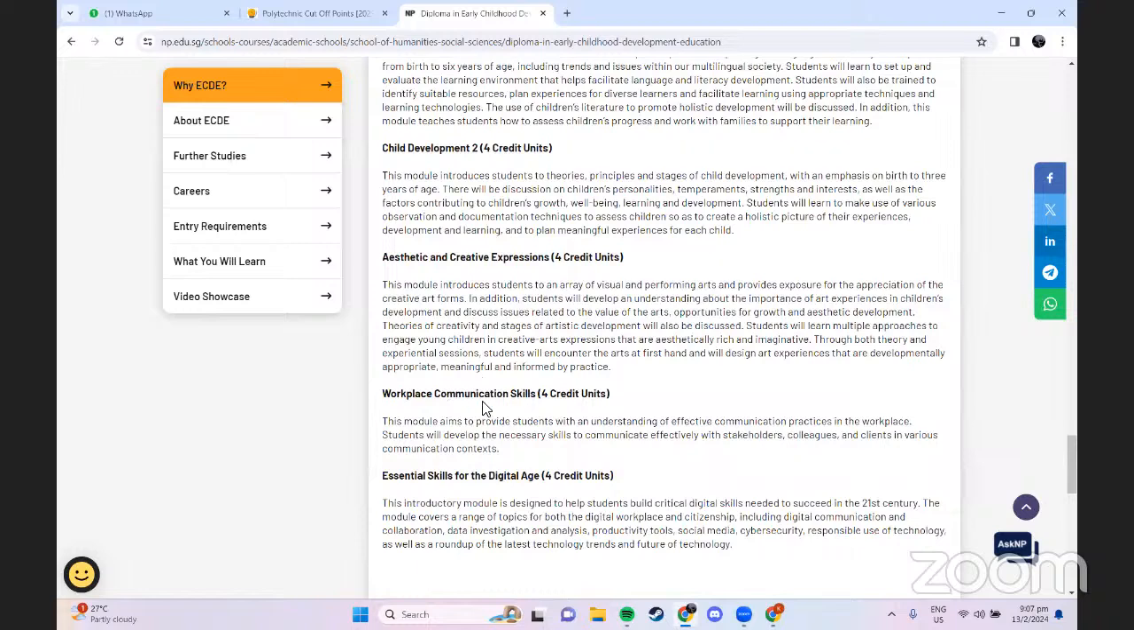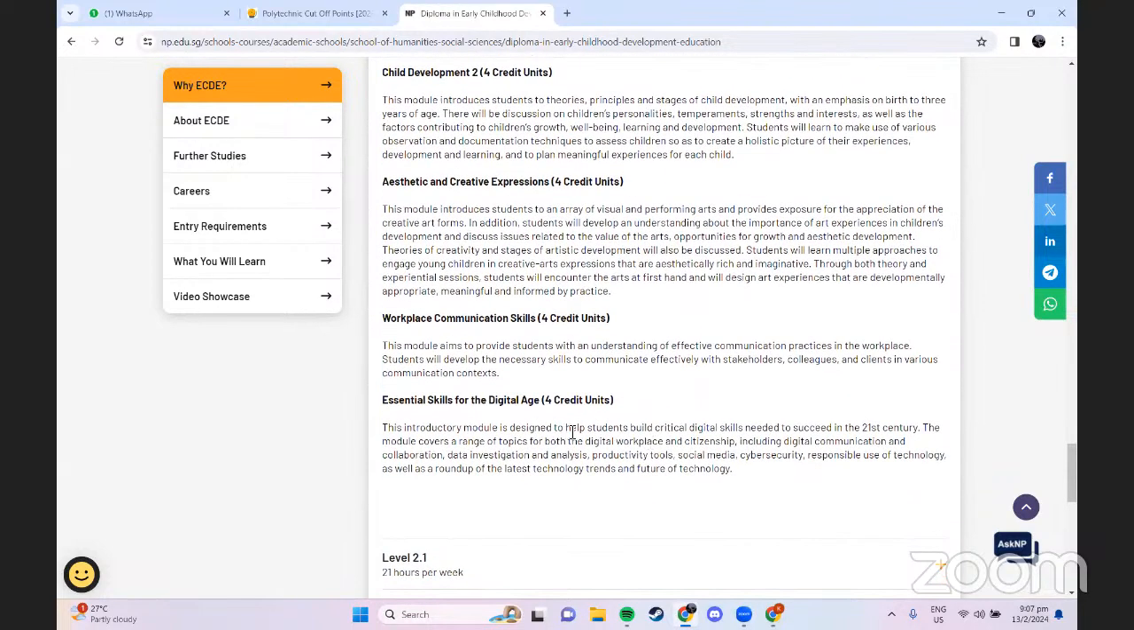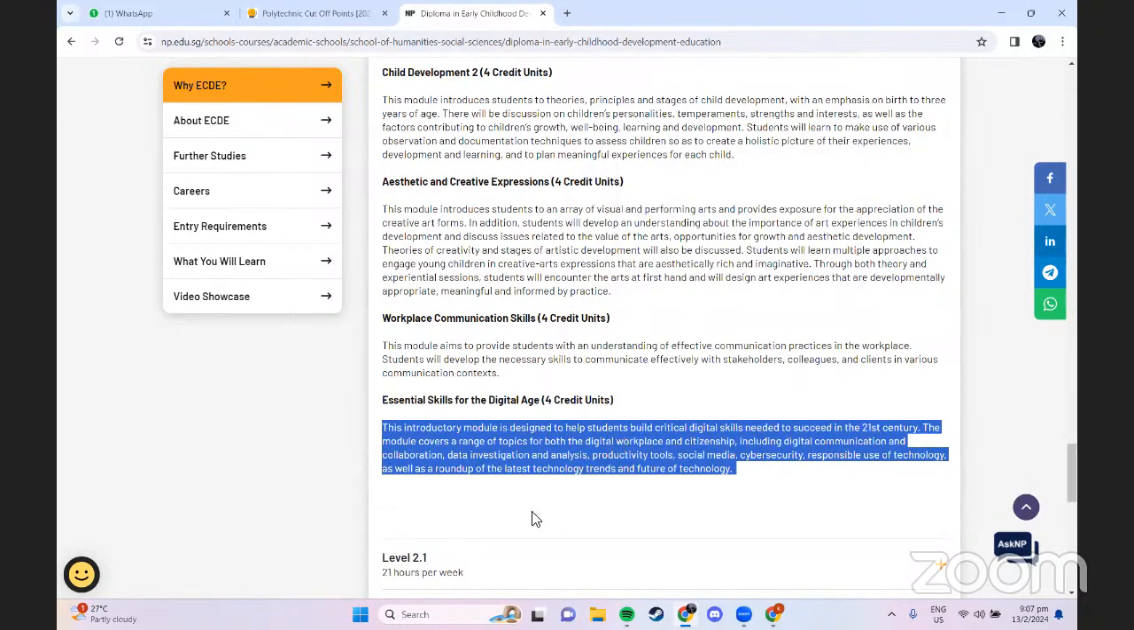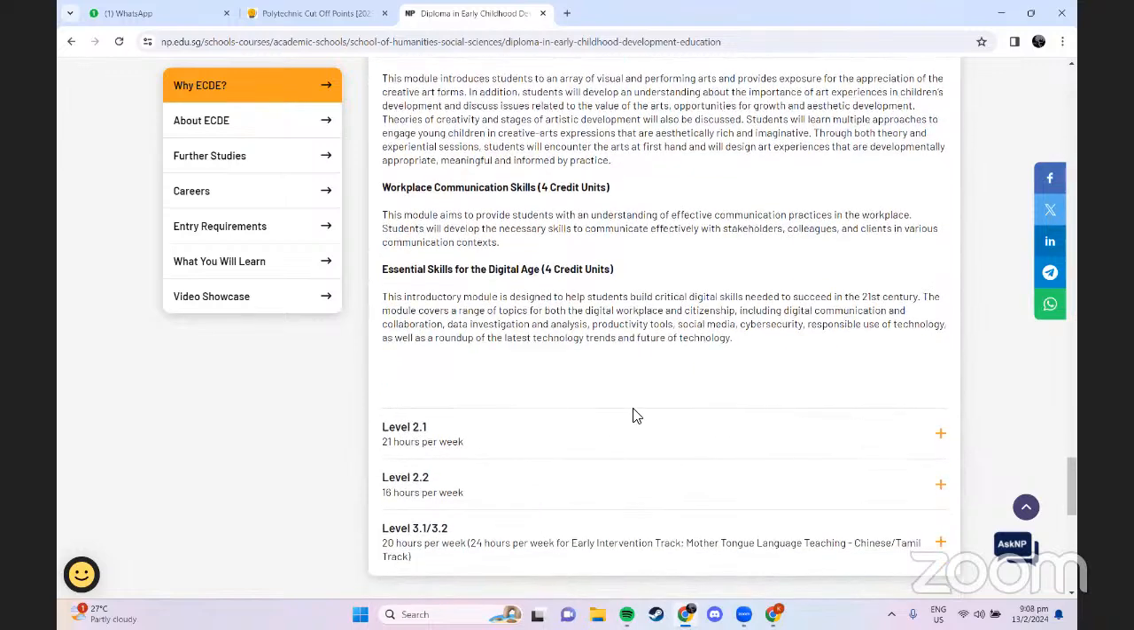Workplace communication skills. This one's important, right? You want to communicate not just with your colleagues, but with the parents and your boss. Very important. Your English may suck, but your communication skill must be top. Frankly speaking, communication skill and English are totally different things. Your communication skill can be very good even though your English is not so good, so don't worry about it.